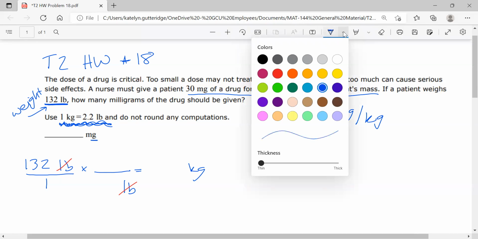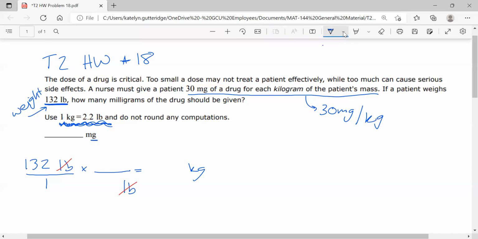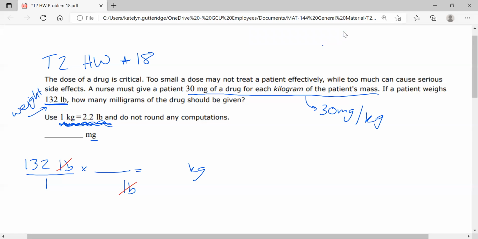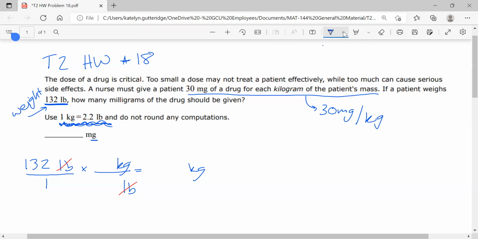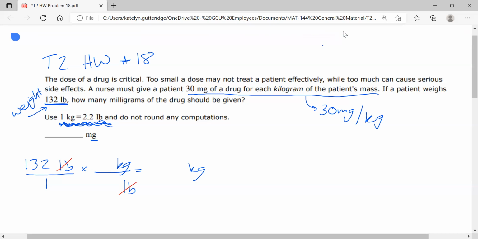Since the conversion factor told you 1 kilogram equals 2.2 pounds, I'm going to put kilograms on top because that was the other side of the conversion factor. That is also what we want our goal units to be for the weight of the patient. So that's good too. So we are getting to kilograms. Kilograms is not canceling out because there's no kilograms in the denominator anywhere. So we're going to have kilograms as our final answer for the weight of the patient.